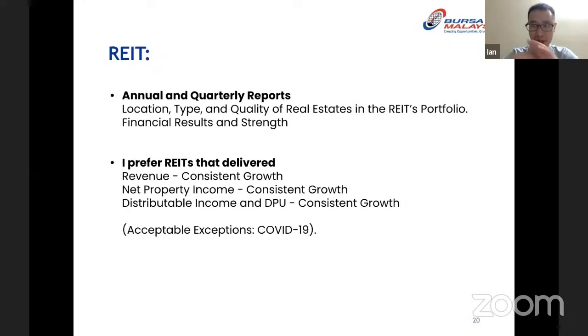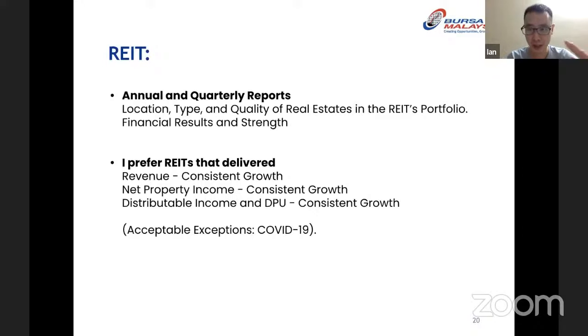So if a REIT has been listed for the past 10 years, the REIT's revenue, net property income, distributable income, and DPU must grow. And it must grow consistently. The only exception I would give is for COVID-19.